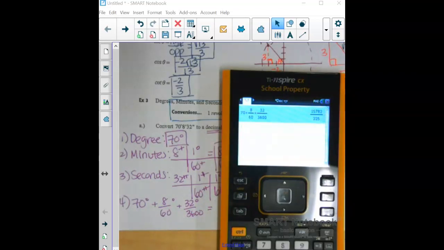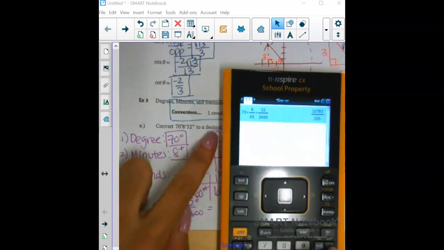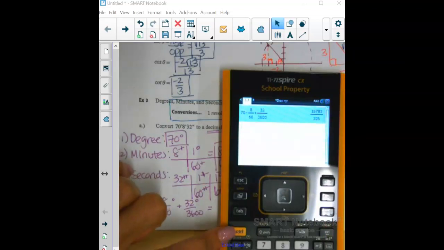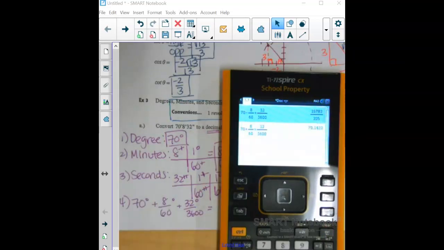Okay, let's hold up a second. This gives me a fraction. I need to get this into decimal form. Do you guys know how to get this into decimal form? Control enter? Yes, that can work. Hit control enter and that will work.